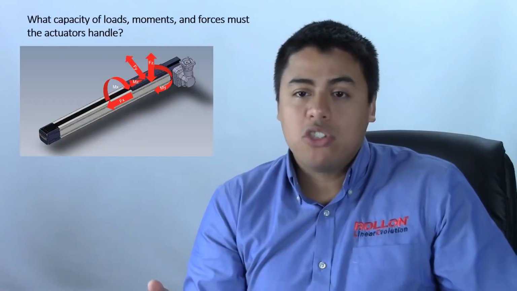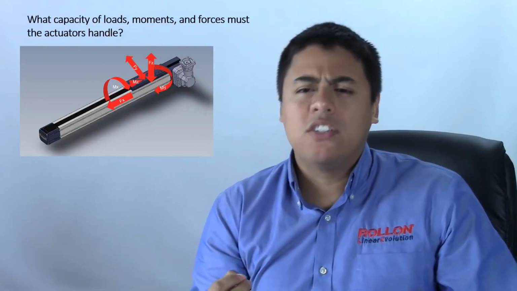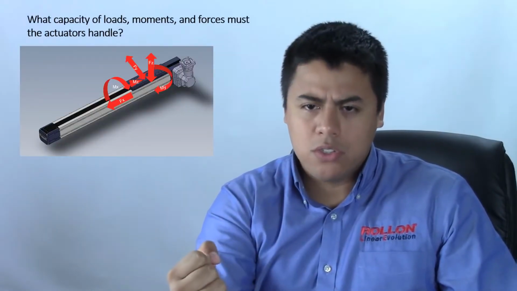The second letter, C, represents capacity, or in basic terms, load. How much load do I need to move? Do I need to consider extra pull or push force to complete my machine's process?